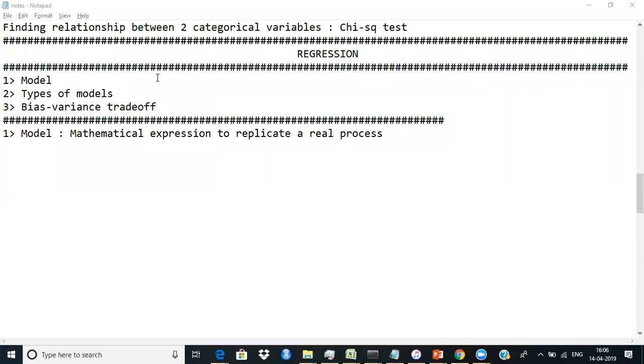Okay, so Vikas, what is this one hot encoding?